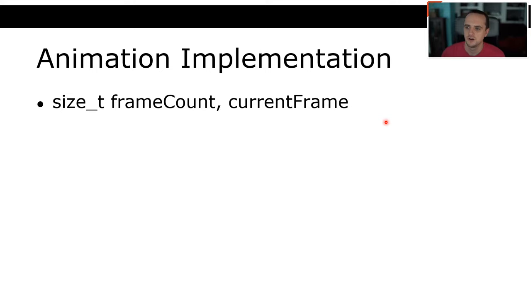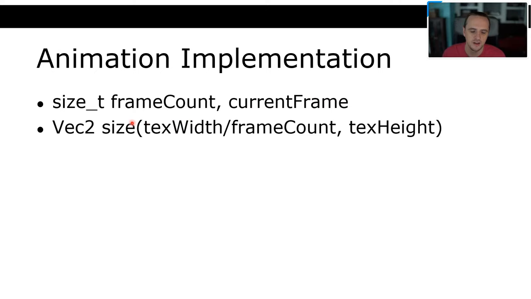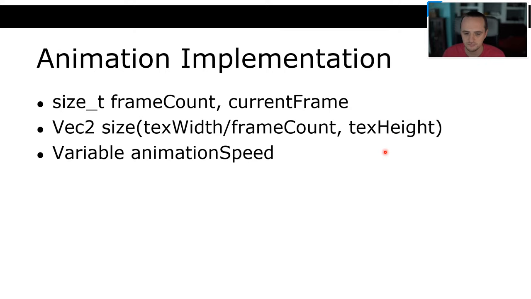So what are the variables we need? Well, we're going to need a frame count and a current frame. We're going to need a size of the animation, right? And the size of the animation is going to be the width and the height of the animation frame. So that was FW. And that's going to be equal to our texture width divided by the frame count and our texture height. And we're also going to have a variable called animation speed. Because, of course, if we just change the frame of animation on every frame of gameplay, this stuff is going to go past by so fast you won't even realize it. Or it'll just look really weird. And I'll show an example of that in a second.